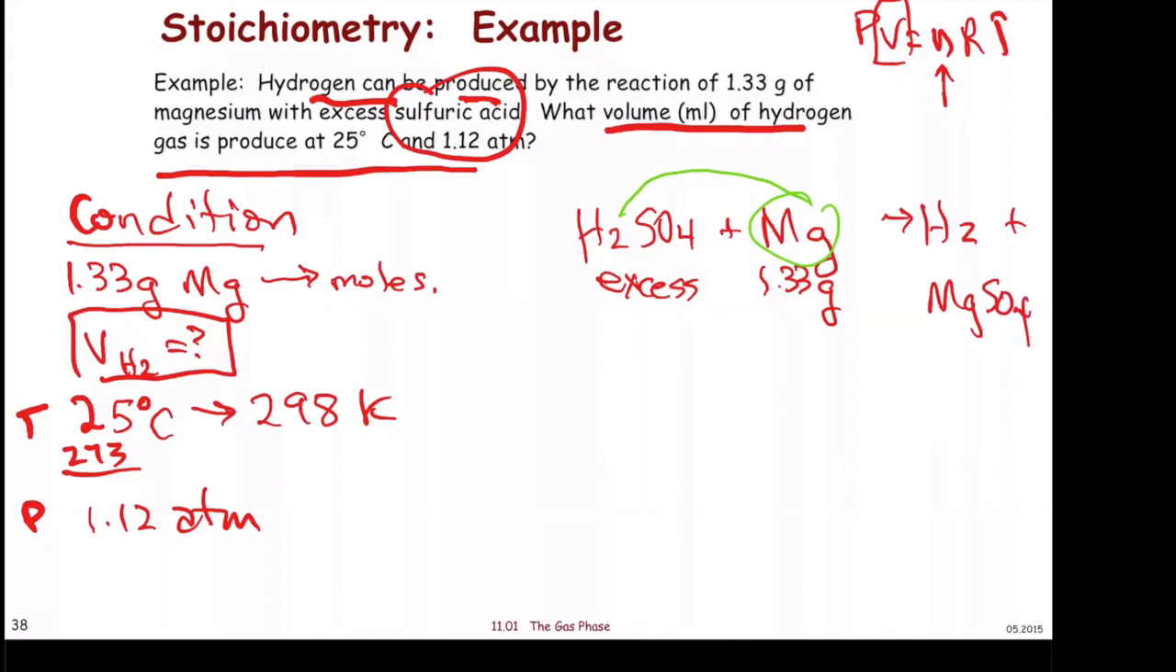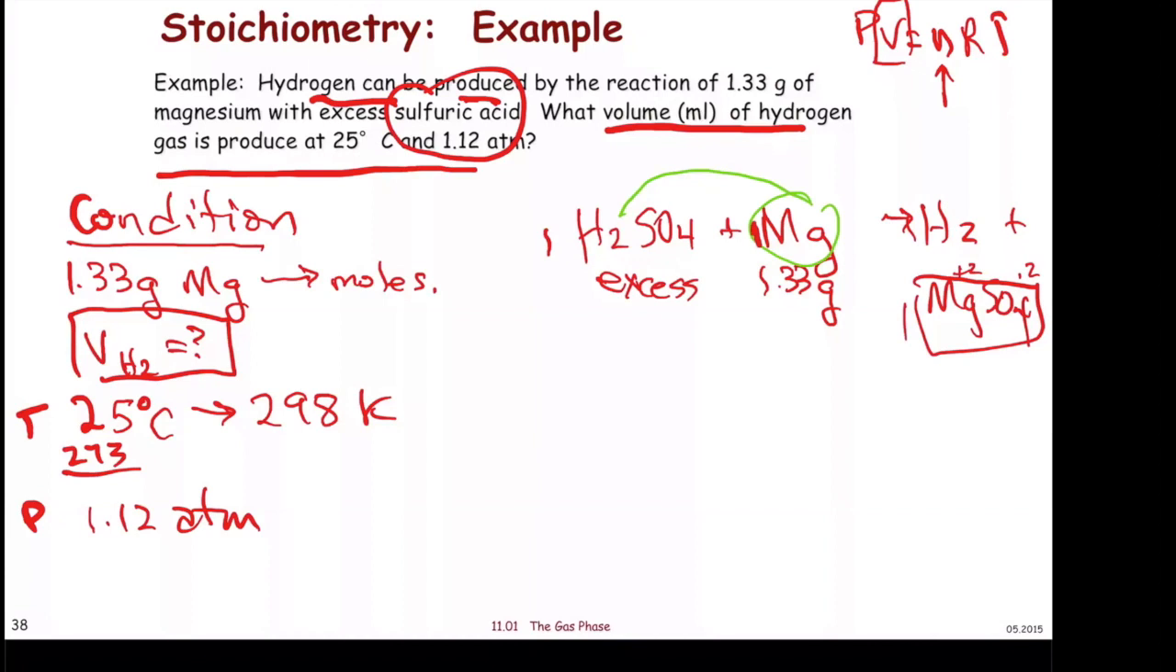Okay, magnesium is +2, sulfate is -2. So this is the correct formula for magnesium sulfate. The magnesium will bump off the hydrogen. In fact, it'll bump off 2 hydrogen. So this equation is actually already balanced. It's a 1-to-1-to-1 ratio. Okay.